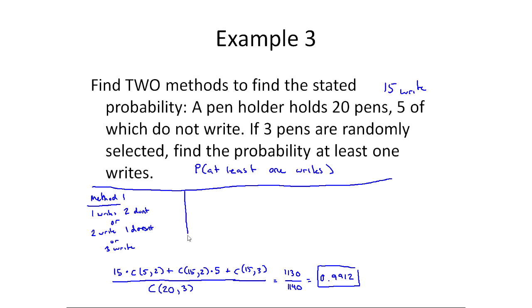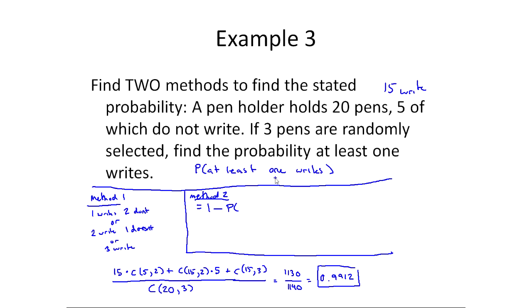Okay, let's try the second method. So let's say we didn't want to do all this work, or it was many more pens. That amount of work is not going to happen if you're picking 5 or 6 pens. You're going to be having so many cases here, it's not worth it. So what I do is I recognize that the probability at least 1 writes is the complement of, so it's equal to 1 minus the probability.